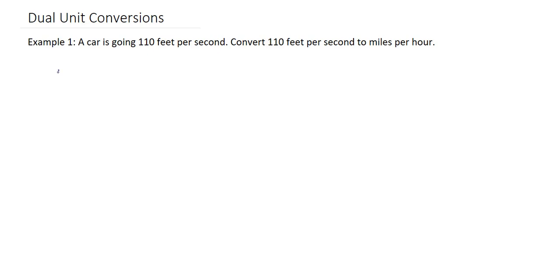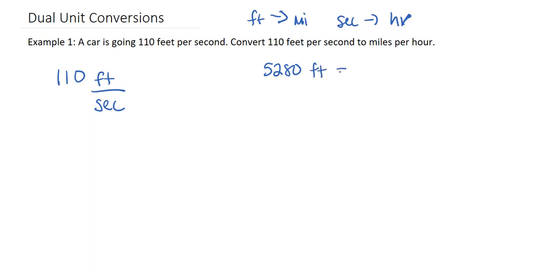So if we have 110 feet per second, right? And we need to change feet to miles, and we need to change seconds to hour. So how do we do this, right? Well, what do we know? So if we go feet to miles, well, we know 5,280 feet is equal to 1 mile. Right, we can look this up in the chart on the conversion sheet at the beginning of the workbook.